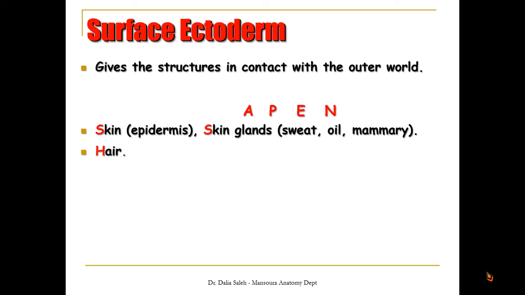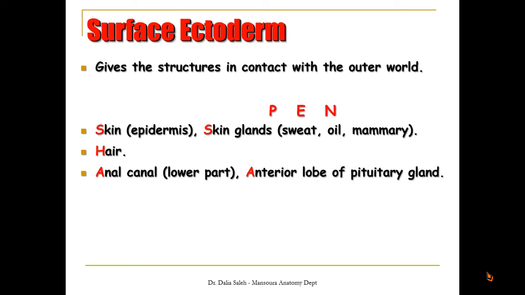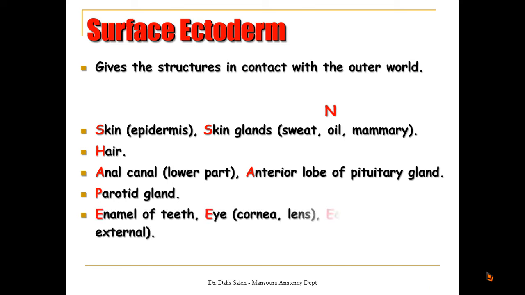H reminds you of the hair, which is also present in the skin. A is for the lower part of the anal canal and the anterior lobe of the pituitary gland. P is for the parotid gland, the largest salivary gland, which lies just in front of the ear. E is for the enamel of the teeth and the structures of the eye like the cornea, the lens, and the inner and external parts of the ear. N is for the nail.